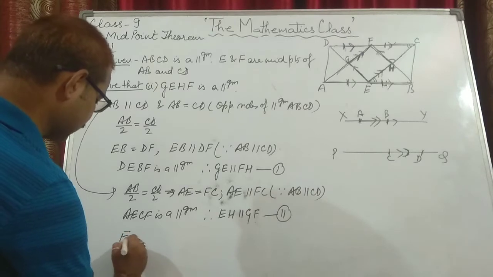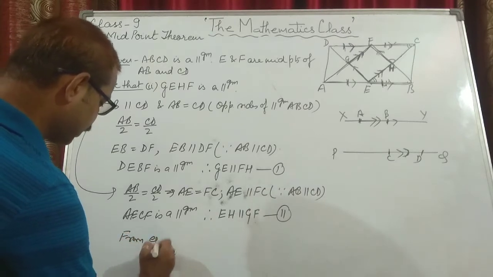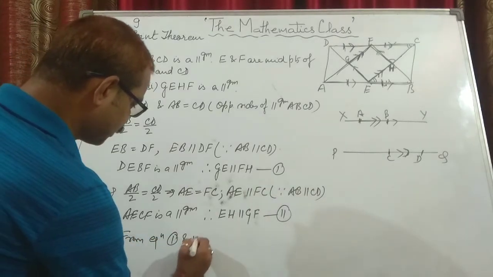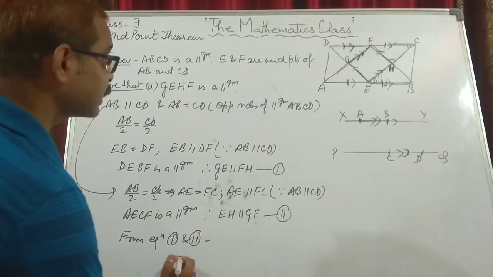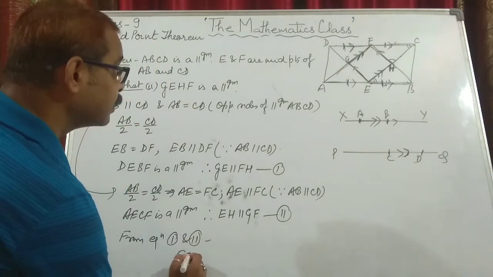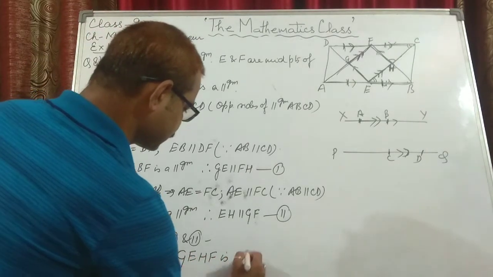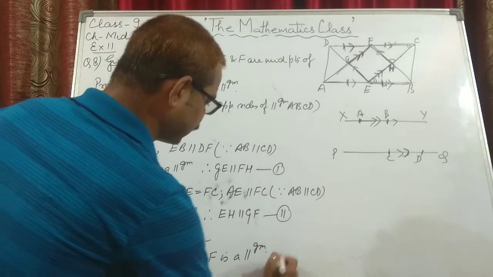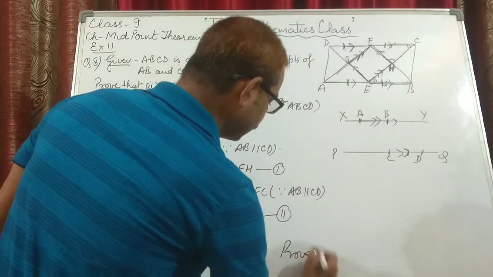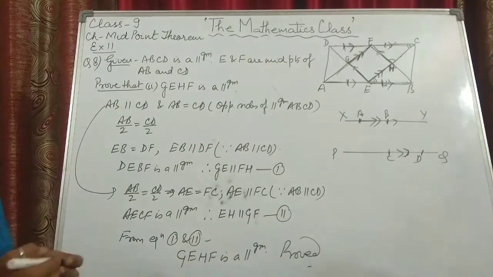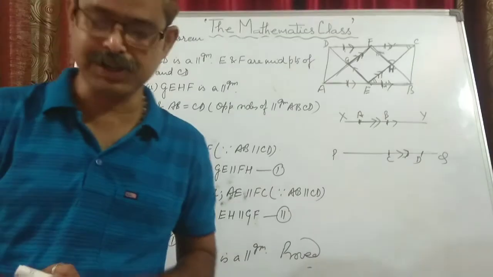So, no need to write all this. Just write from equation 1 and 2. We can say that GEHF is a parallelogram. That is proved. That is your solution. Now we move on to the next question.